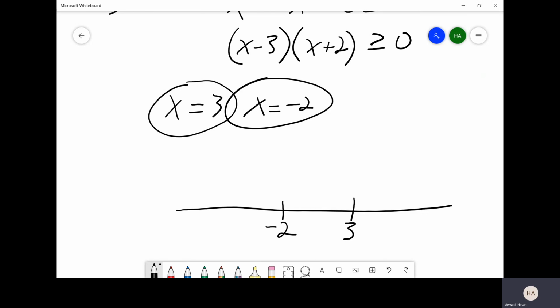Do we put an open circle or a closed circle on each of our factor pairs? And the answer is we put a closed circle. Why do we put a closed circle? Well, again, keep in mind that 3 and -2 are the only numbers that are going to make the left side of the inequality be 0, right? And we would then have 0 is greater than or equal to 0, and that is a true statement, right? 0 is greater than or equal to 0. So we would put a closed circle or a filled in circle, however you want to put it.